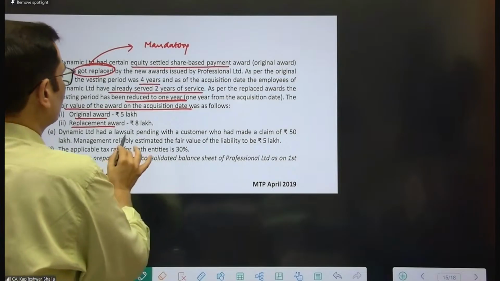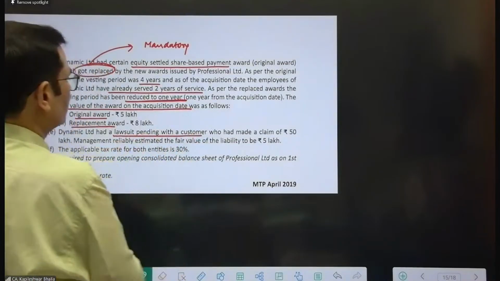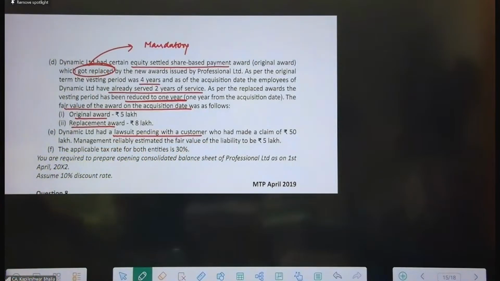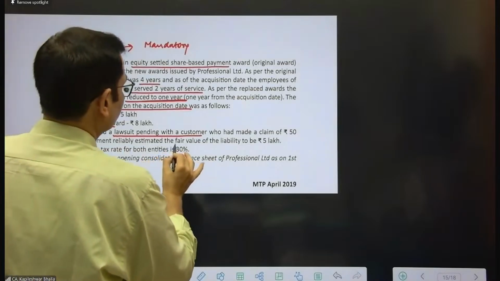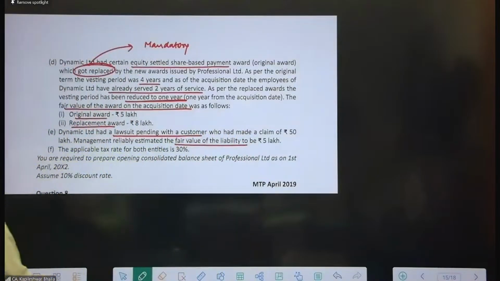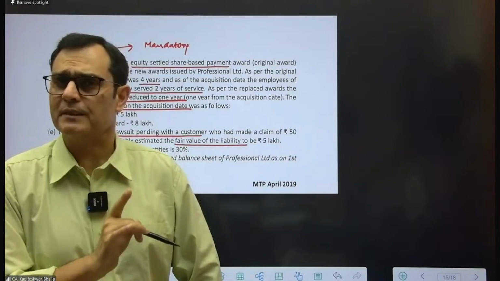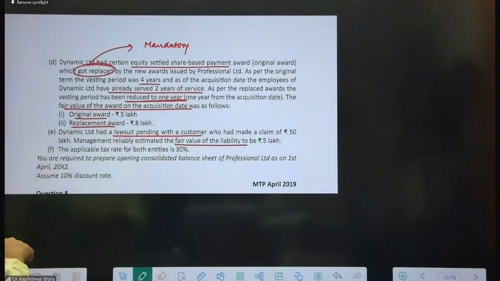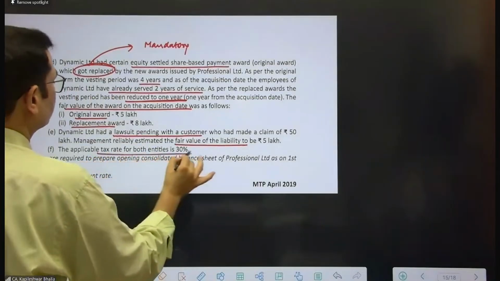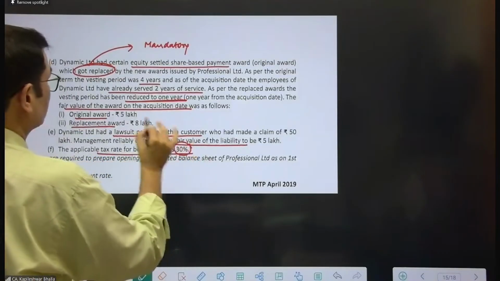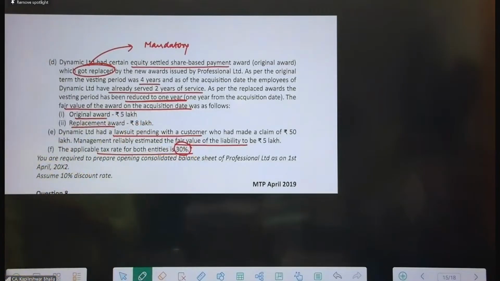Dynamic has also got a lawsuit pending with a customer who made a claim of 50 lakhs. Management estimates the fair value of this liability to be 5 lakhs. Can I say this is a contingent liability which has got a fair value? So this will be a part of the list of net assets, step 3B, correct? Yes, sir. Absolutely. And then we're also given the applicable tax rate as well. So the moment you see a tax rate, what comes to your mind? DTA or DTL? Wonderful indeed.